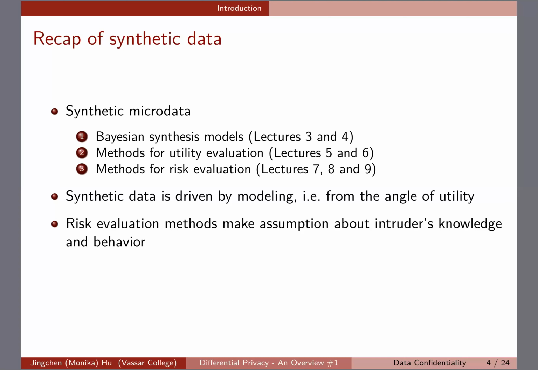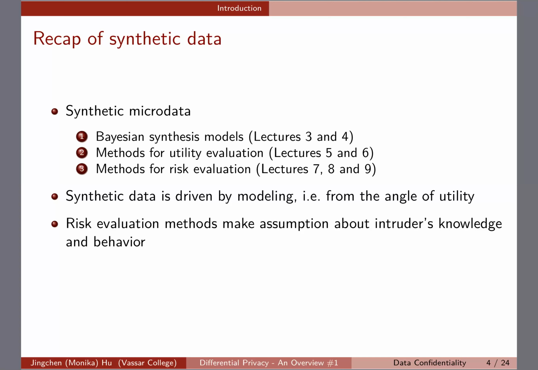Okay, so again, synthetic data itself, especially for introducing the data confidentiality topic to people like us with a certain Bayesian modeling background, is intuitive. It is natural that if we can develop Bayesian models, we're just generating fake or synthetic data from the posterior predictive distributions, and we just need to make sure that we take care of the utility evaluation and the risk evaluation, okay?